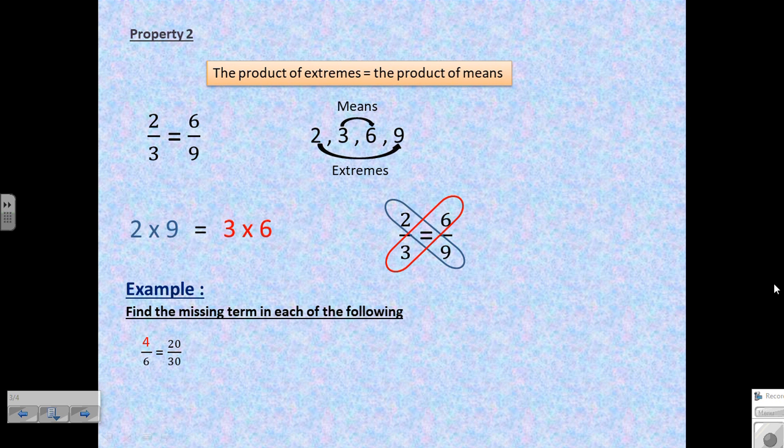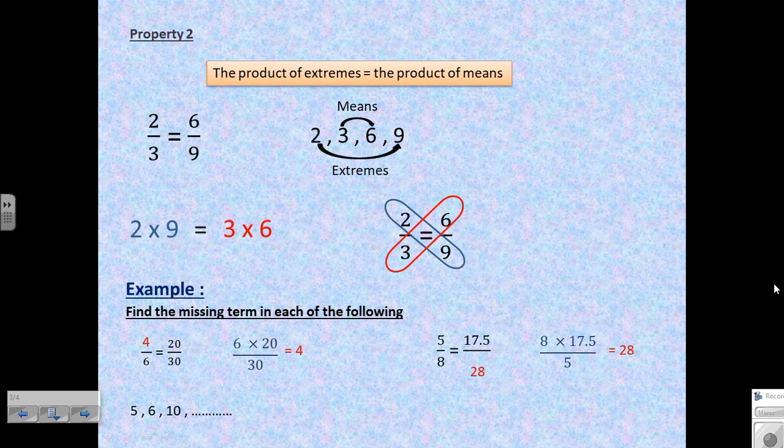Exercise. Find x. 2 over 7 equals 8 over x. Yes, excellent: 7 times 8 over 2. So x equals 28. Very good. Number B: 8 over x equals 0.5. Okay, here, what are we going to do? Yes, excellent, 0.5 can be written over 1. It's the same. So now it's easy. x equals 8 times 1 over 0.5. So x equals 16.